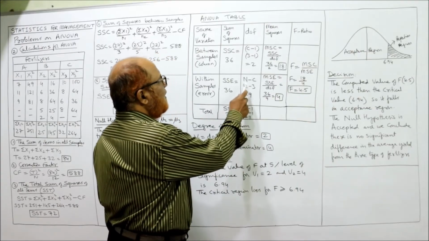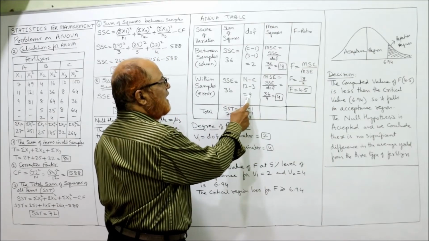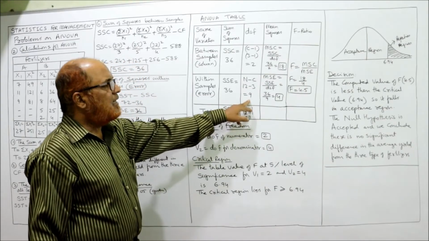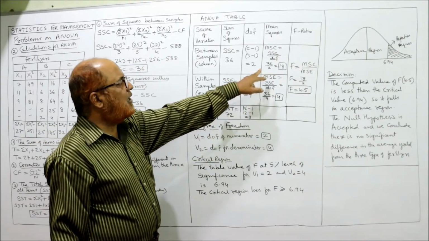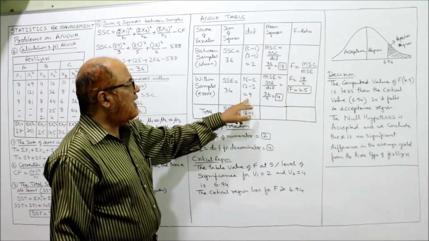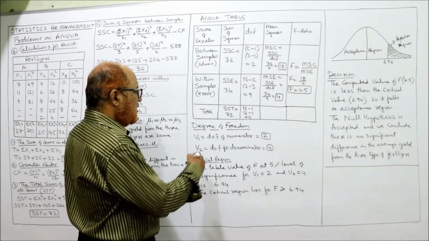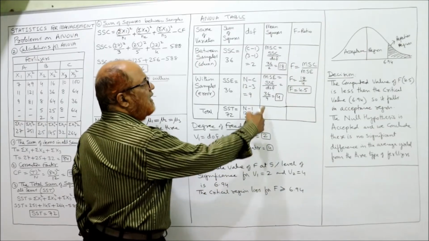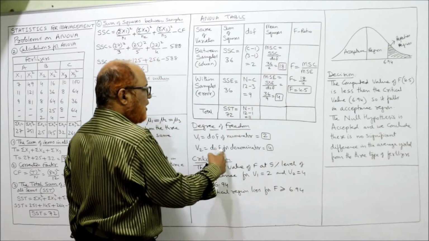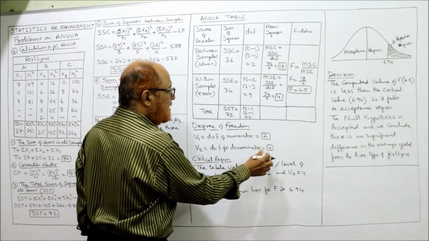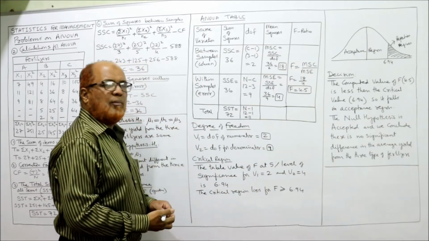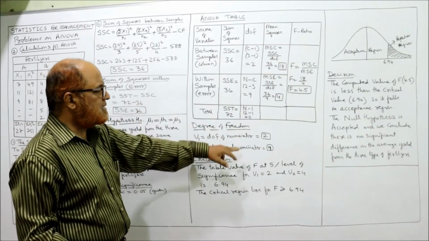No, it's correct. Degree of freedom is n minus c, which is 9. So here the degree of freedom is 2, and here the degree of freedom is 9. So V1 is the degree of freedom for the numerator, which is 2. And the degree of freedom for the denominator is 9, not 4. Denominator degree of freedom is 9.